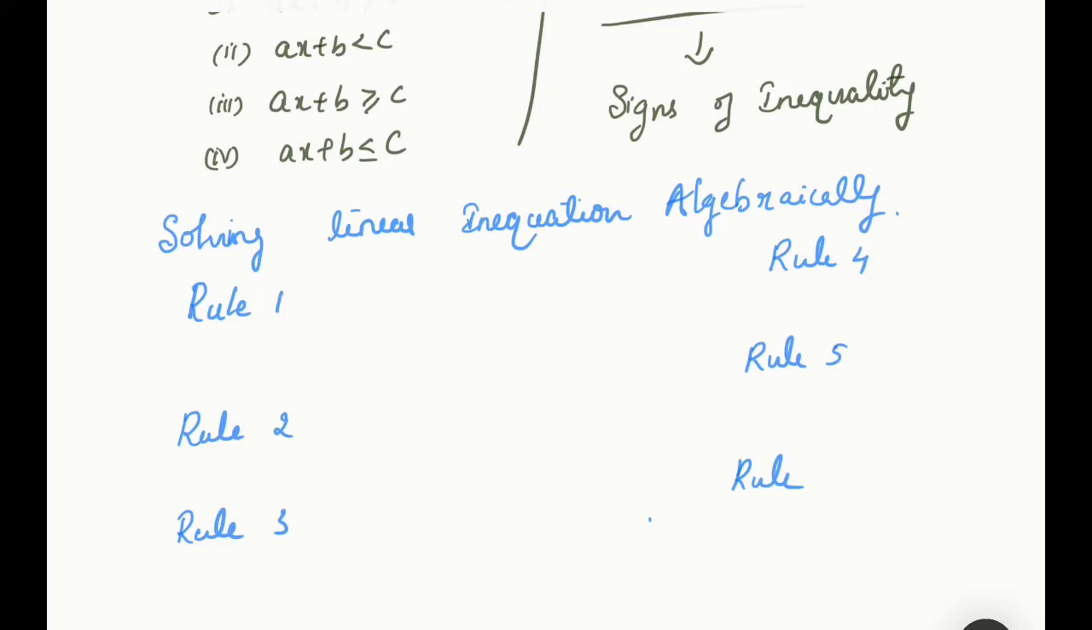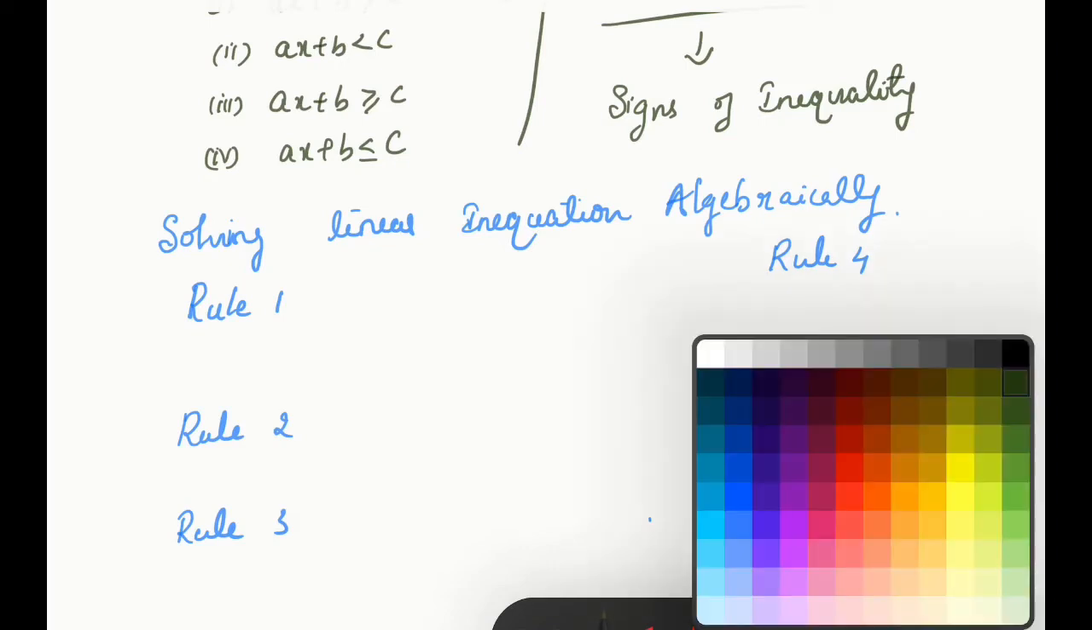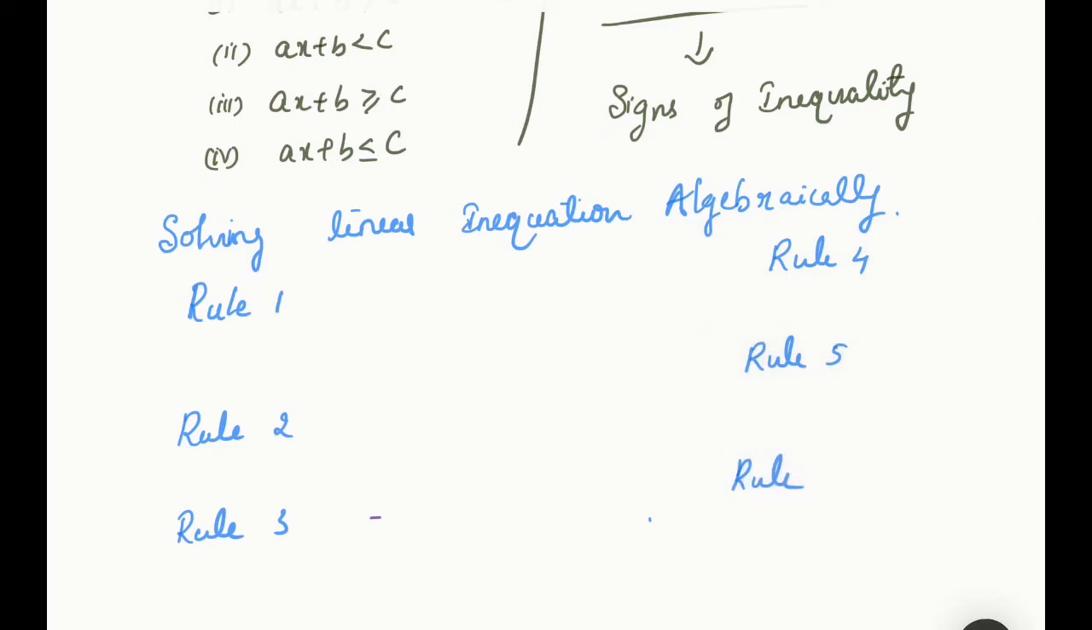What is the first rule given to us? On transferring a positive term from one side of the inequation to the other side, the sign of the term becomes negative. You do the same thing in equations also, right? Whenever you change from LHS to RHS or RHS to LHS, your positive sign will become negative. Let me do one example and show you.